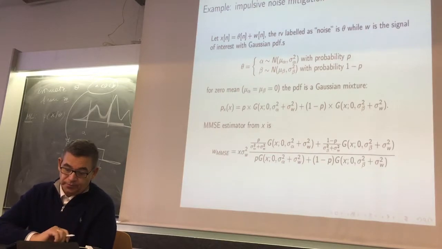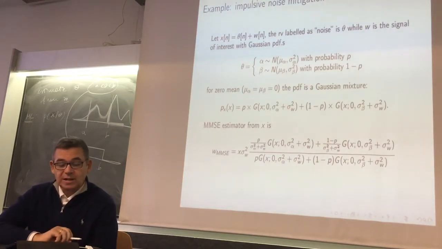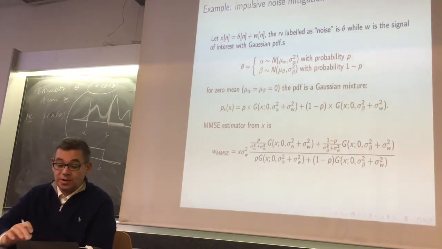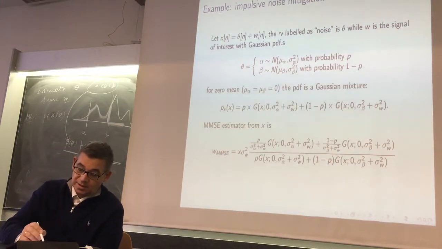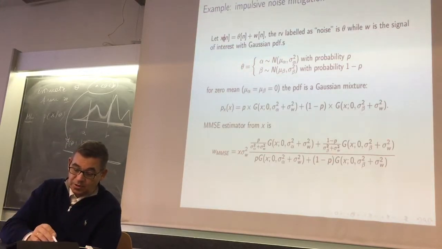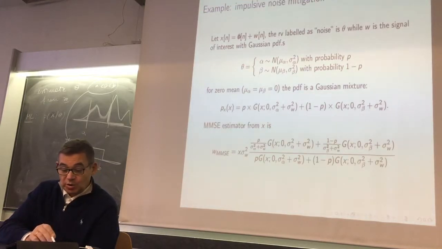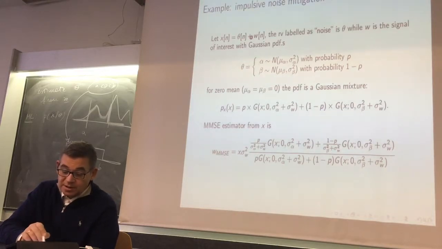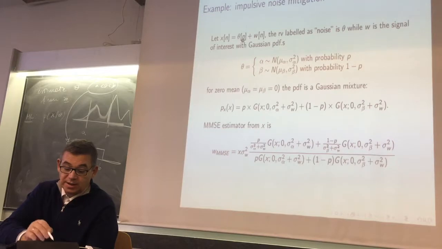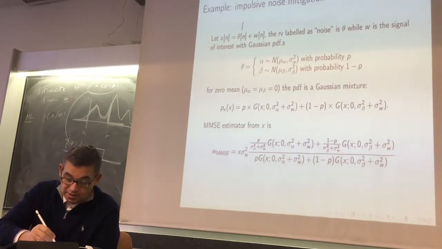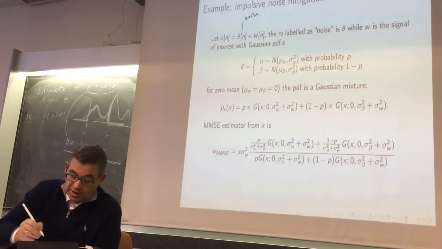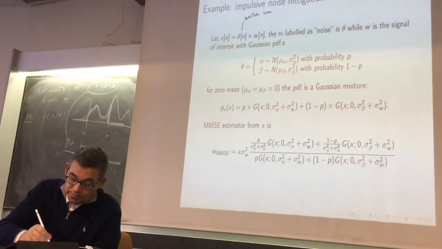Let's assume that I take another example. The other example is I have data x, which is a sum of theta plus w. Now theta is a random variable that is labeled as noise. So this is noise, and this noise is non-Gaussian, and this w is Gaussian.